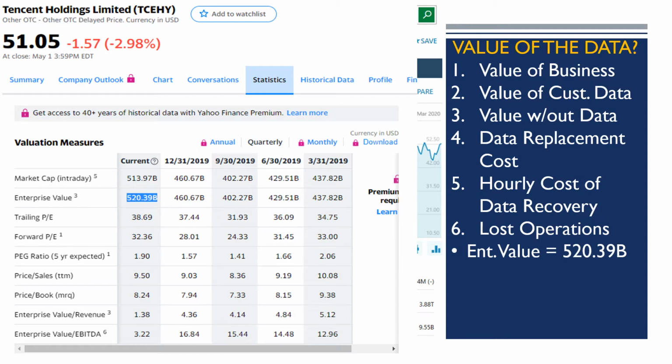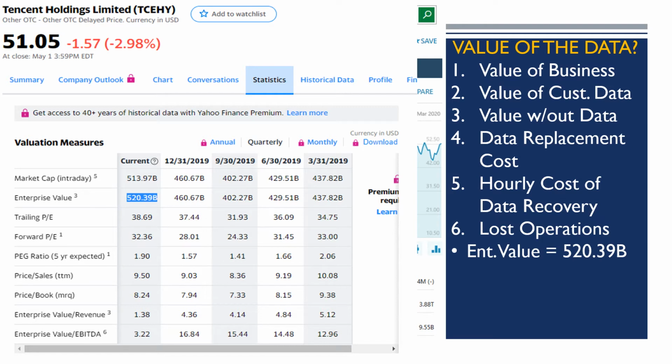So looking at the enterprise value, Tencent is a massive operation with a value of 520.39 billion. So looking at some of these other factors, obviously we know Tencent Holdings is a ginormous enterprise, they are highly valued, so they value their customer data very much. A lot of their products are customer driven, and they're handing out offerings such as social media and WeChat. WeChat alone has 100 million daily active users. So yes, the value of the customer data is very high.